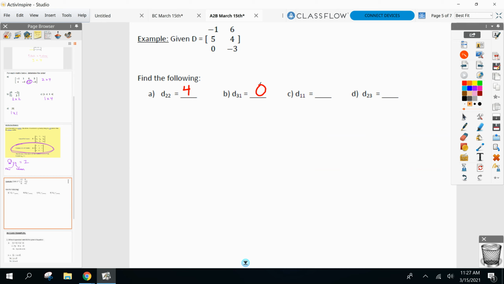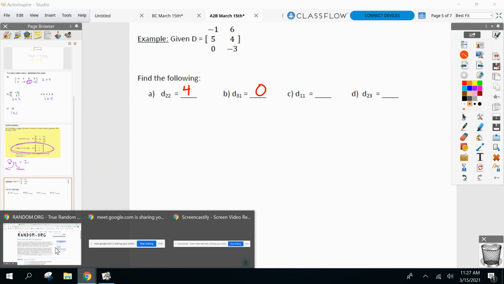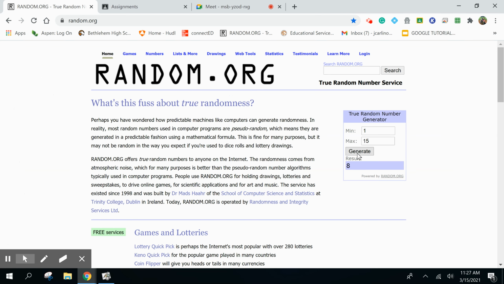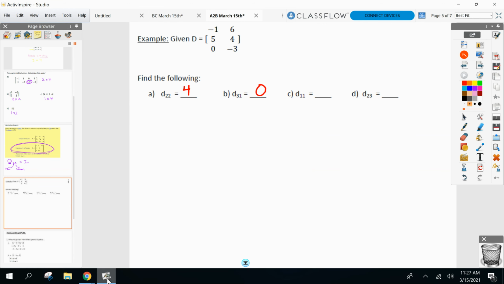And then what's in position 1, 1? This isn't bad, right? 1, 1. What do you got, Colin? -1. -1. Ready for that last one? 2, 3.